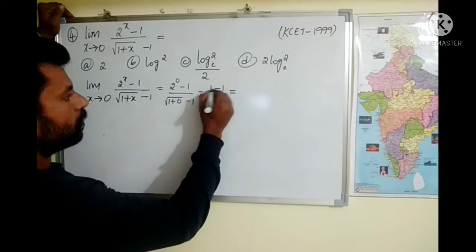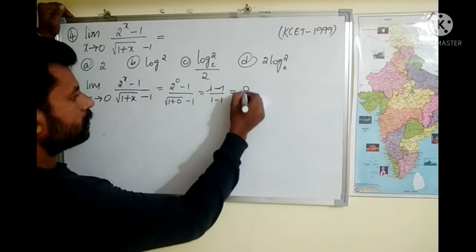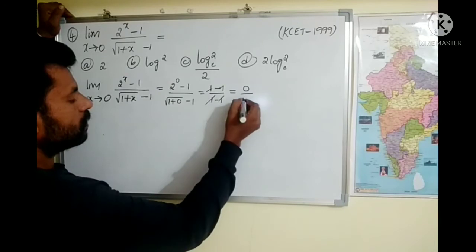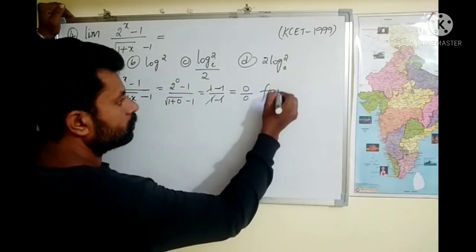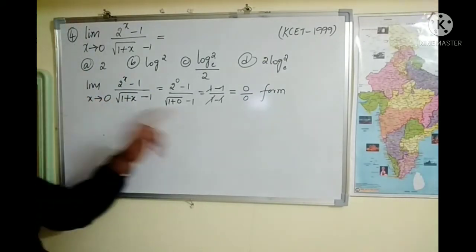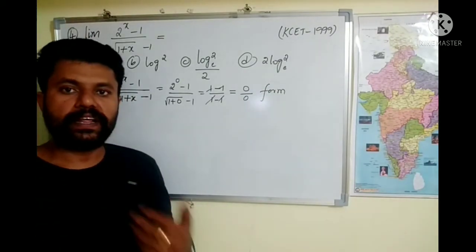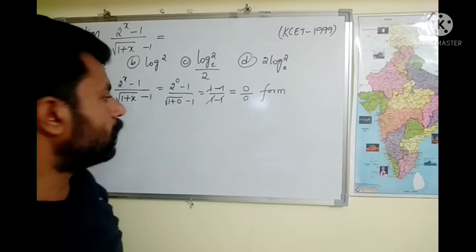Here 1 minus 1 gets cancelled, we get 0, divided by 1 minus 1 gets cancelled, here also we get 0. It is the 0 by 0 form. Given the result is in the form of 0 by 0, this is an indeterminate form. Here we apply L'Hospital rule.